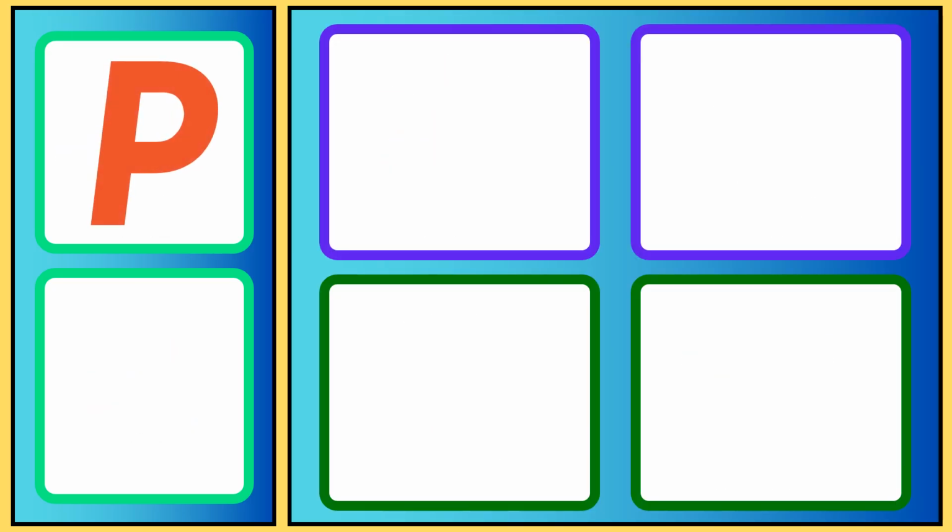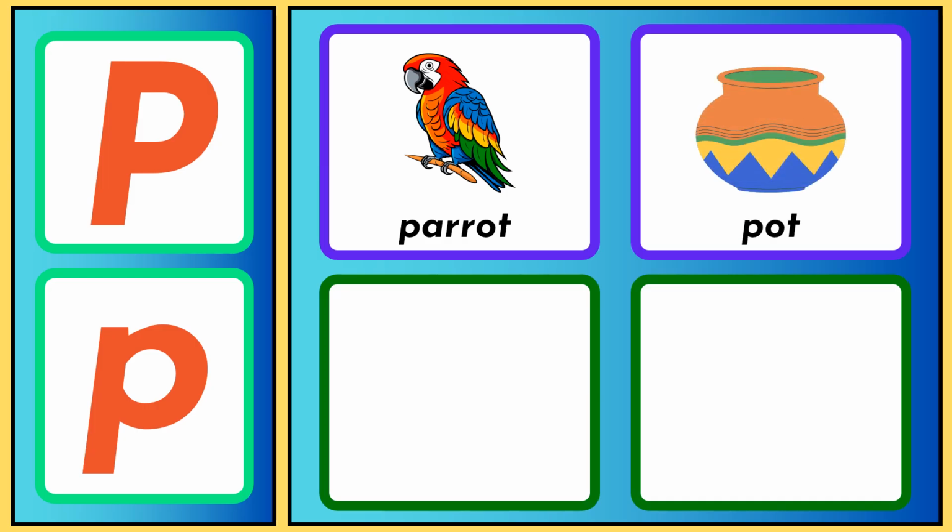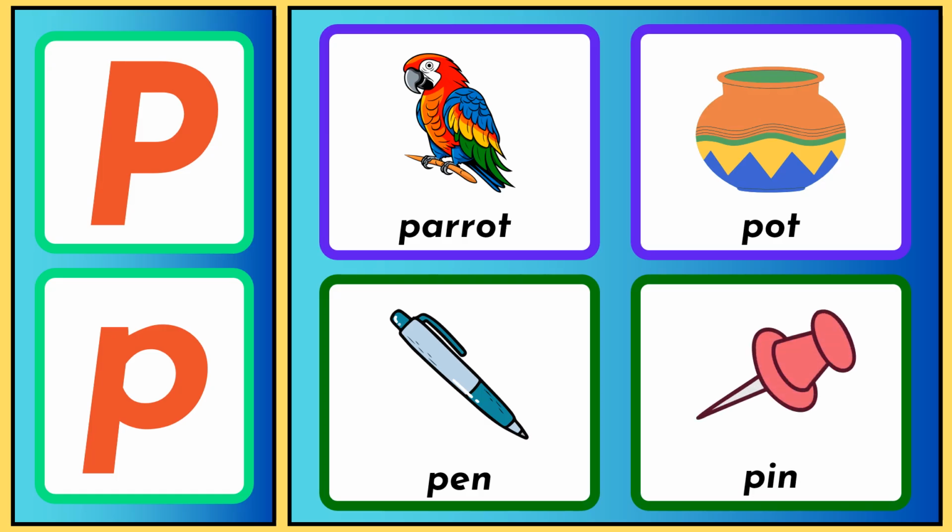Capital letter P, small letter P. P says P. P, parrot. P, pot. P, pen. P, pin. P.